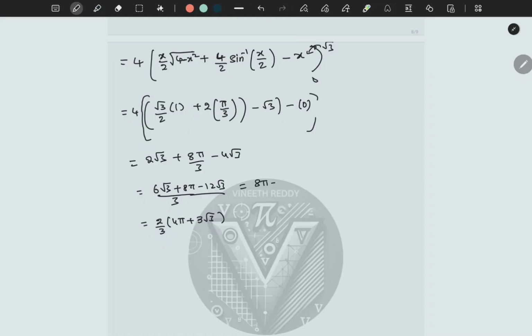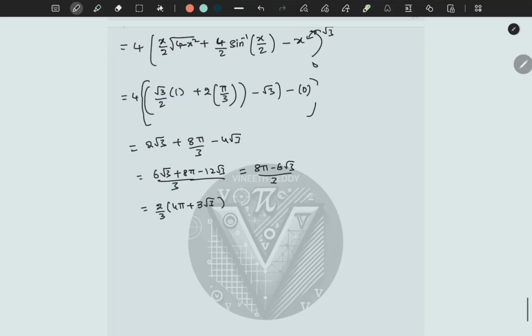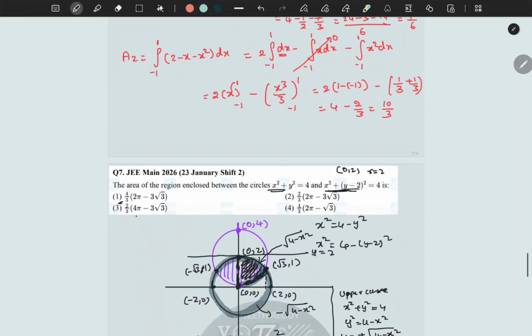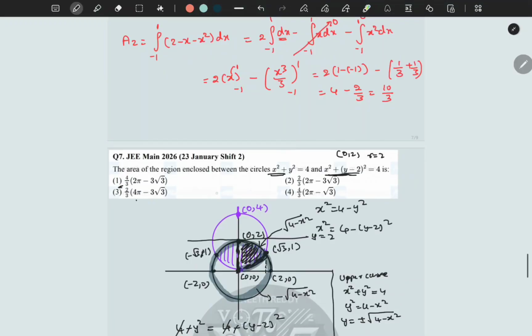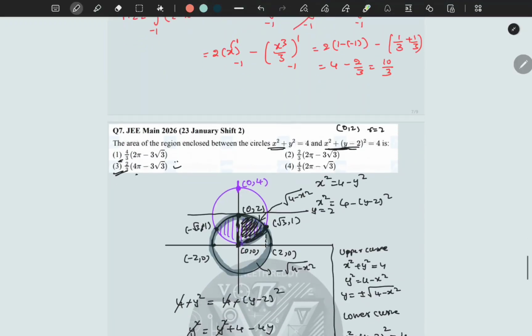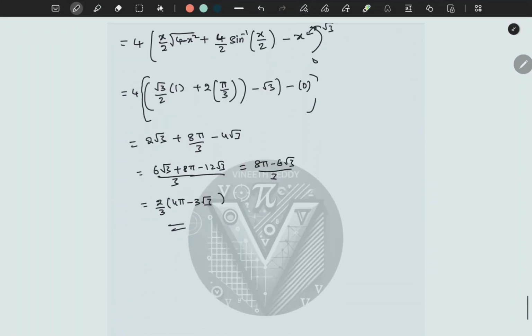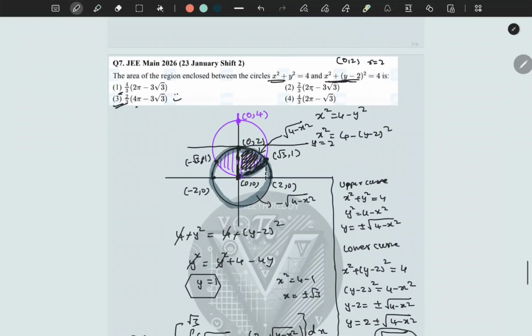So this should be 8 pi minus 6 root 3 divided by 3. If I take 2 common, I'll be getting 4 pi minus 3 root 3. So it should be minus 3 root 3. That means it should be 2 by 3 times 4 pi minus 3 root 3. So 2 by 3 times 4 pi minus 3 root 3 should be the answer. That's it. Thank you for watching this video, dear students.